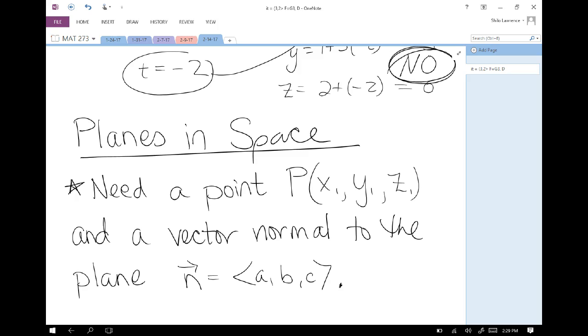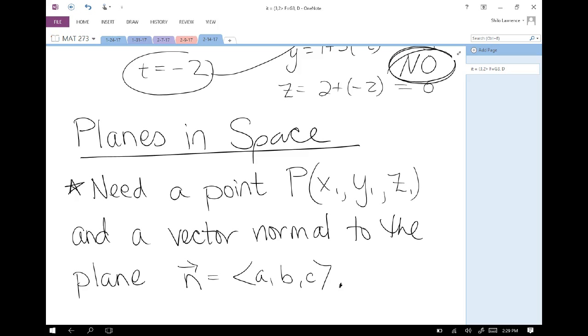If you think of the xy plane, the x-axis is one of the directions and the y-axis is one of the directions. So a plane always actually has two directions in it. So we can't just have a vector in the plane, we need a vector normal to the plane.